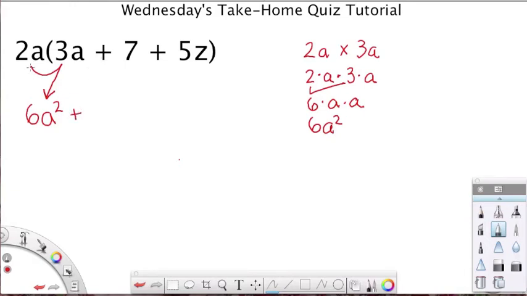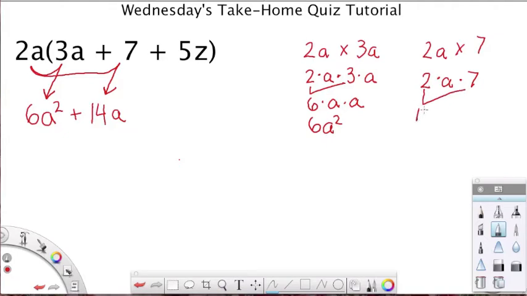We have 2 times 7. And what will that give us? 2a times 7. That will give us 14a. And if we go over here and take a look at that again, we have 2a times 7, which is the same thing as 2 times a times 7. I can combine these two terms. I get 2 times 7 is 14 times a. That's all I can do. So that's how I got 14a.